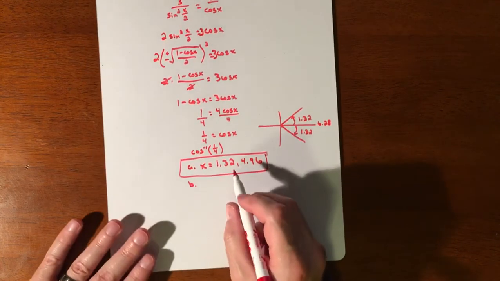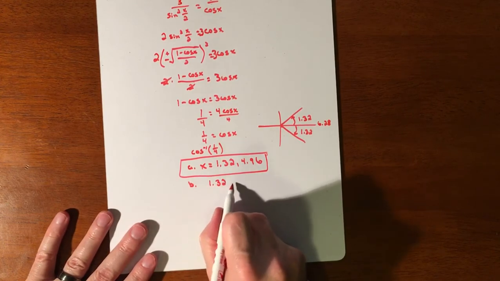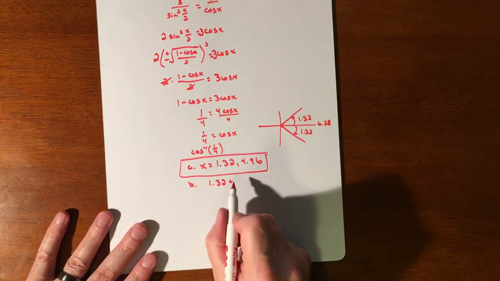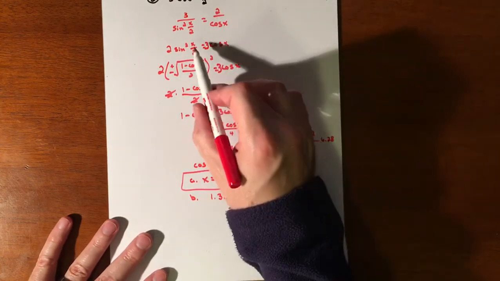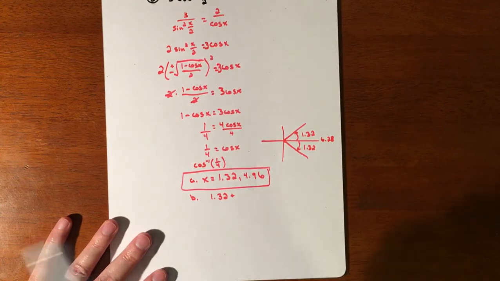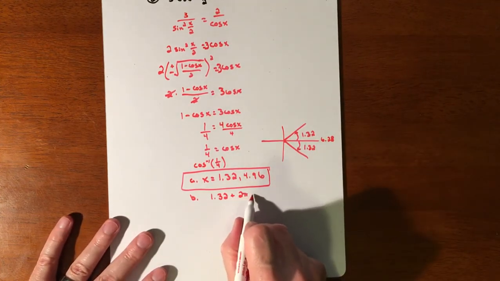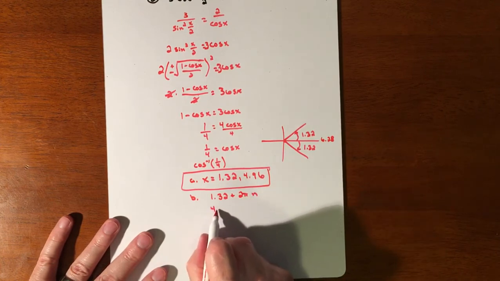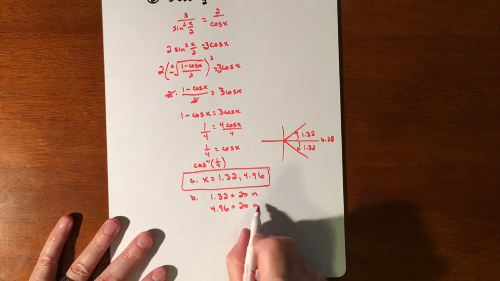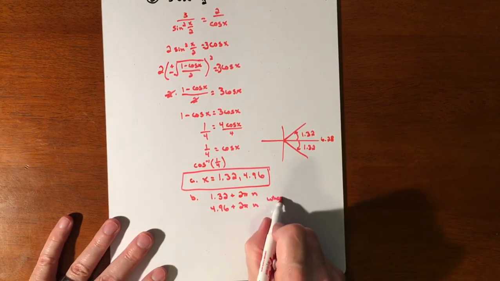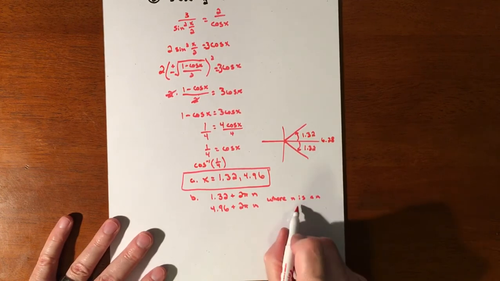Part B is really not that much different. It's 1.32, and our period did not get messed with at all. We had no 2 theta mixed into this, and because we took and subbed that out, we don't have any adjustments to the period. So 1.32 plus 2 pi n and 4.96 plus 2 pi n, where n is an integer.